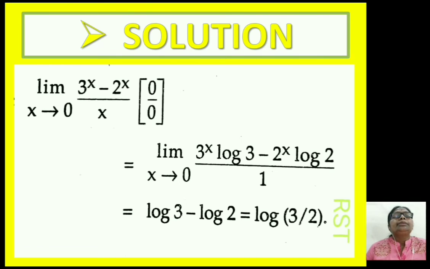Finally we get limit of 3 raised to x minus 2 raised to x upon x as x tends to 0 equal to log of 3 minus log of 2, since 3 raised to 0 is 1 and 2 raised to 0 is also 1. So we get the result as log of 3 by 2.